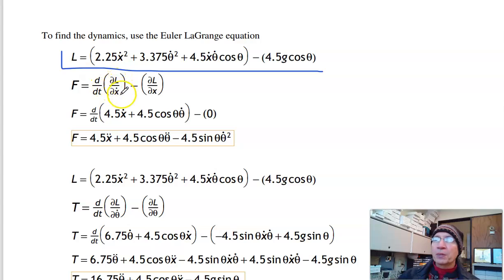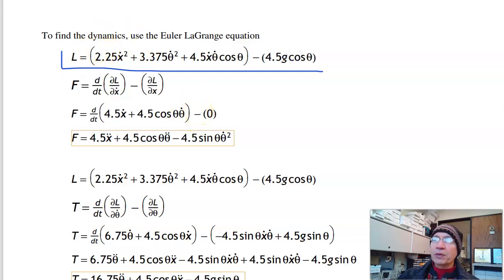To do that, I find the partial derivative with respect to x dot. So here's an x dot, that becomes 4.5 x dot. No x dots, ignore. There's an x dot. 4.5 theta dot cosine theta, no x dots, ignore. Minus the partial with respect to x. There are no x's, so 0.